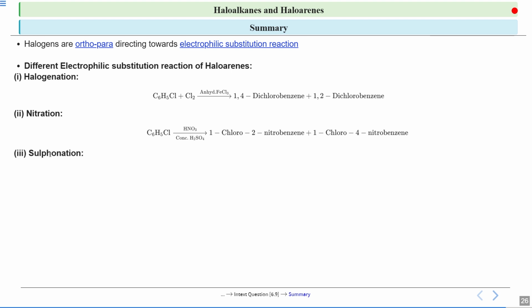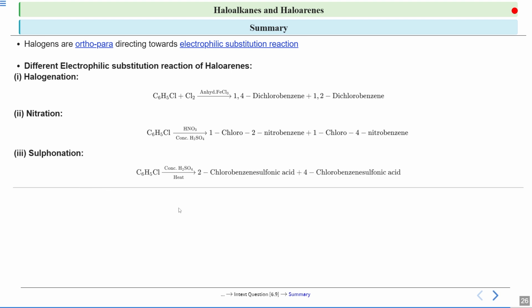Next reaction is sulphonation. Sulphonation happens when your haloarene is reacting with concentrated sulfuric acid, and you are heating this reaction mixture and getting the para substituted sulfonic group as a major product and the ortho substituted sulfonic group as a minor product. Okay, so 2-chlorobenzene sulfonic acid is minor, 4-chlorobenzene sulfonic acid is major. Here SO3 will act as an electrophile. So these are the different types of electrophilic substitution reactions of haloarenes.